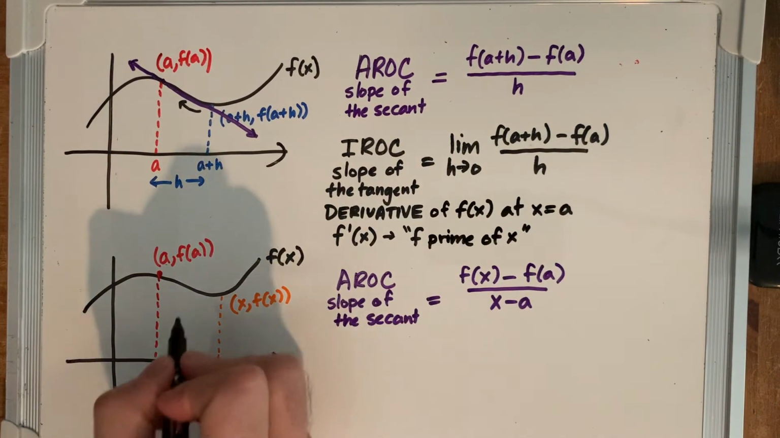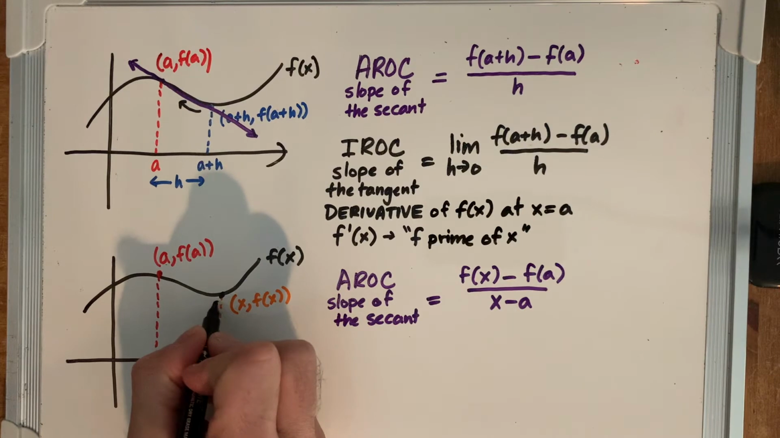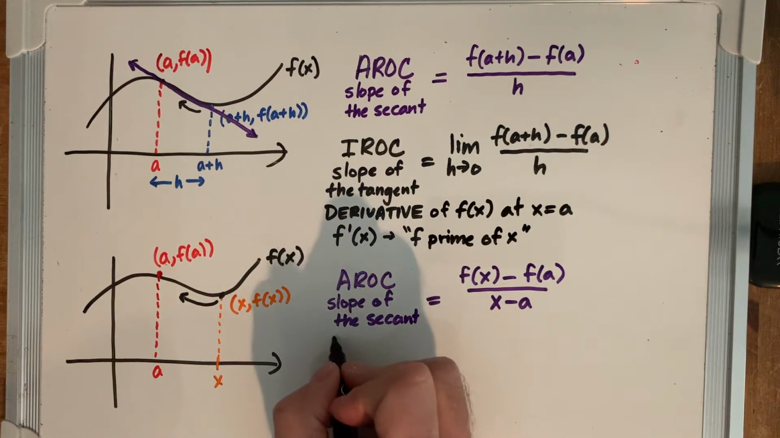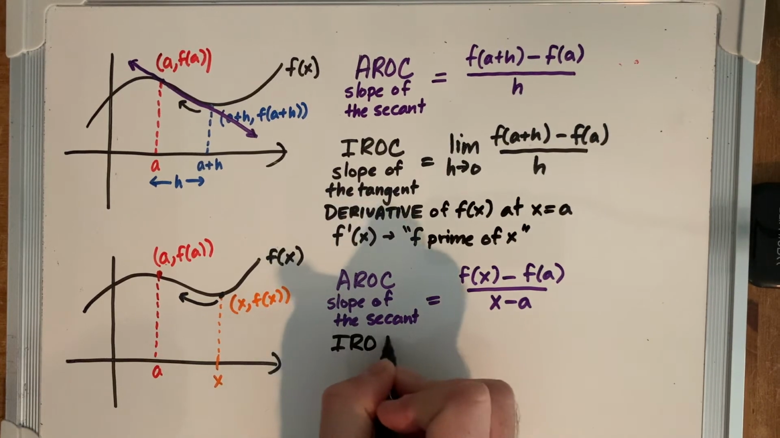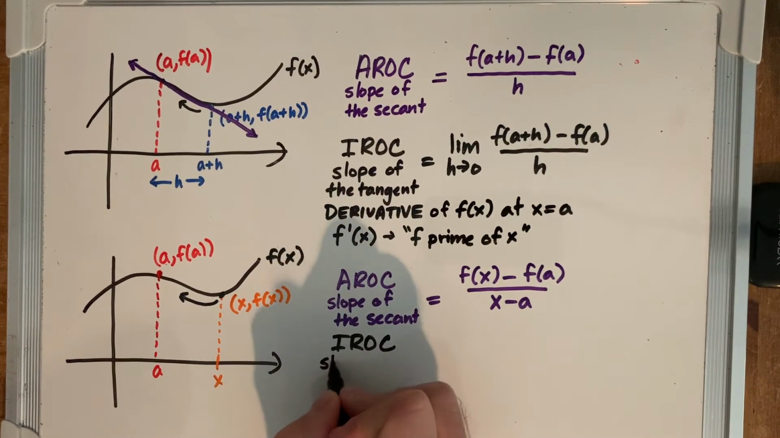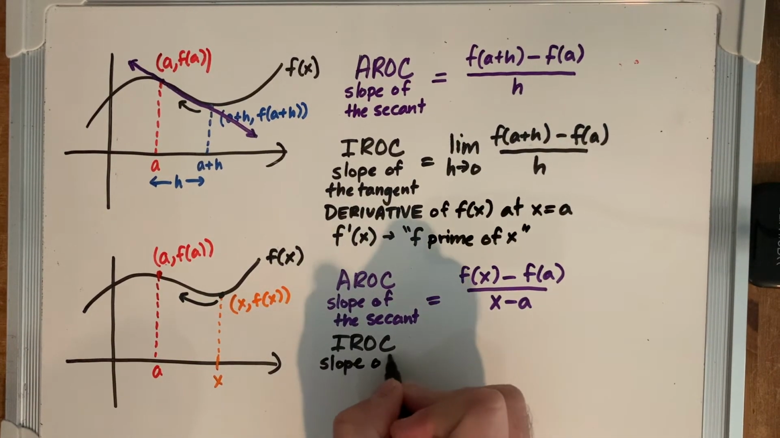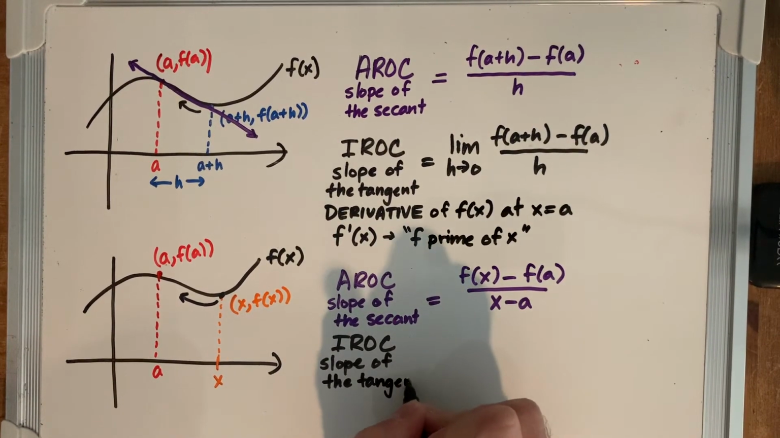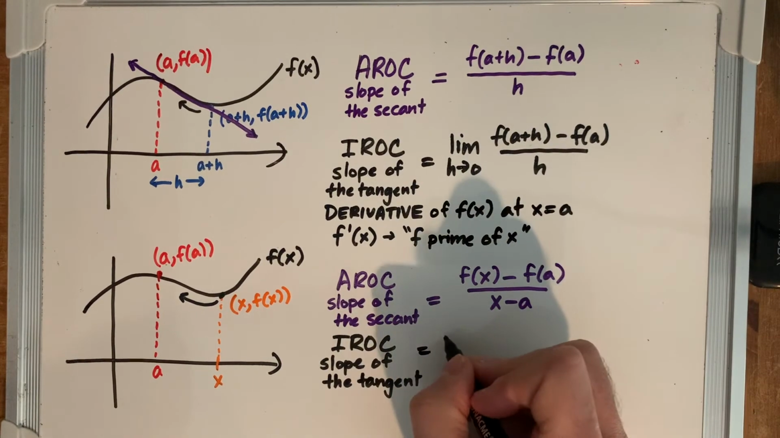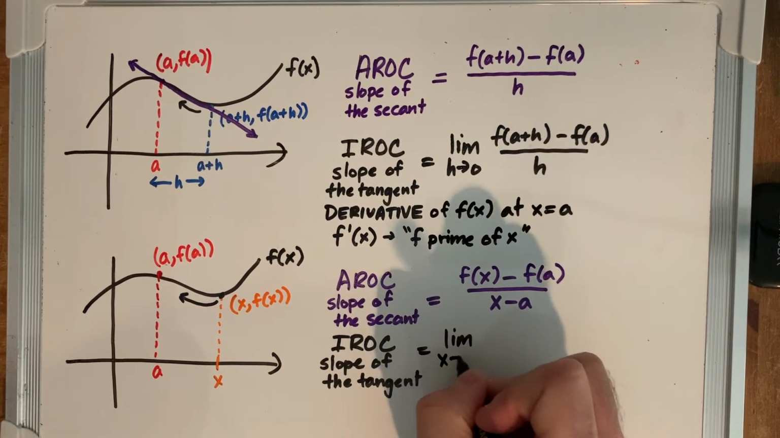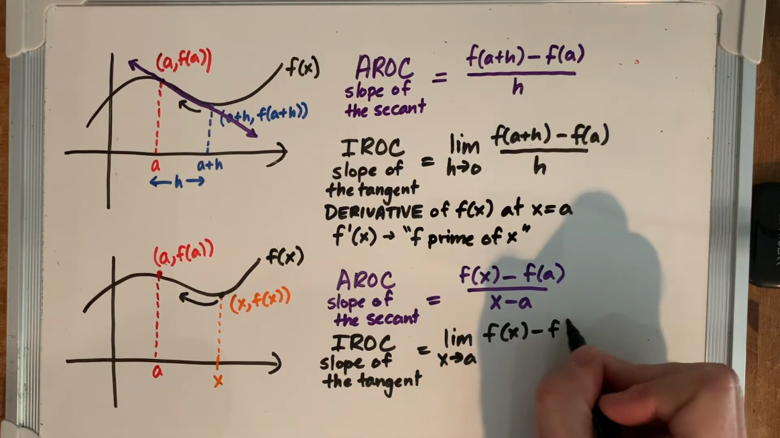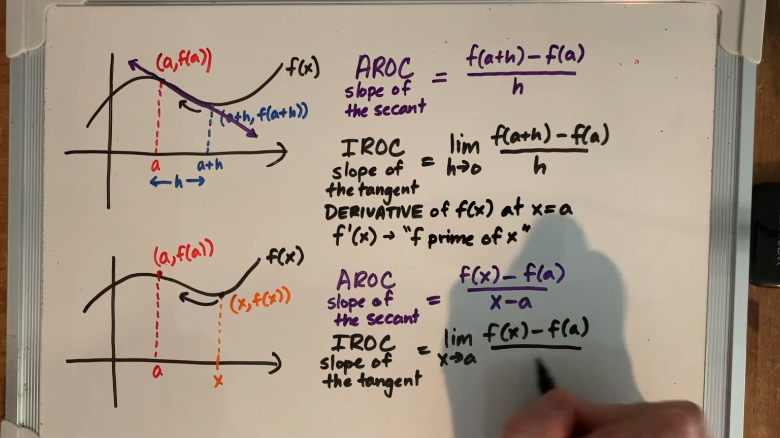Now what we're looking to do is take this value of x and bring it towards a. So the difference in the formula here, if we're looking at the slope of the tangent, or the derivative, is to say we want the limit as x approaches a of this difference quotient, f of x minus f of a over x minus a.